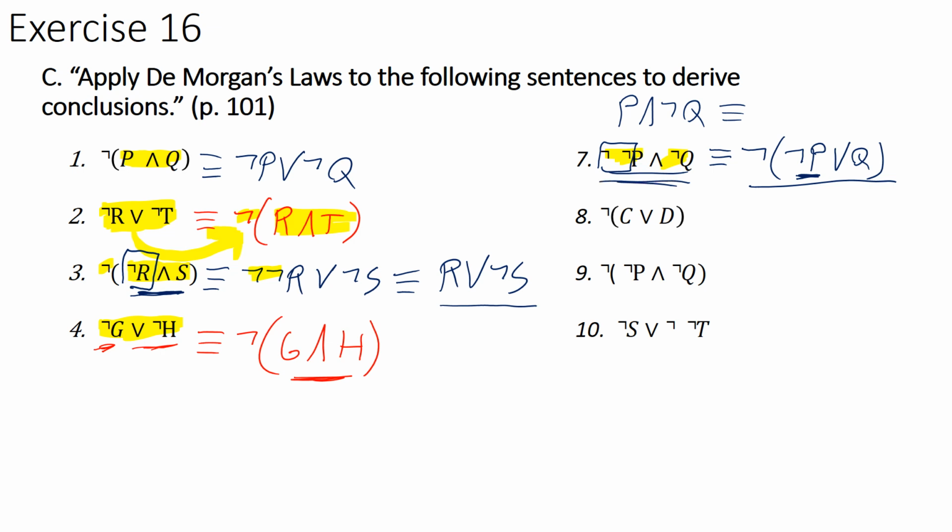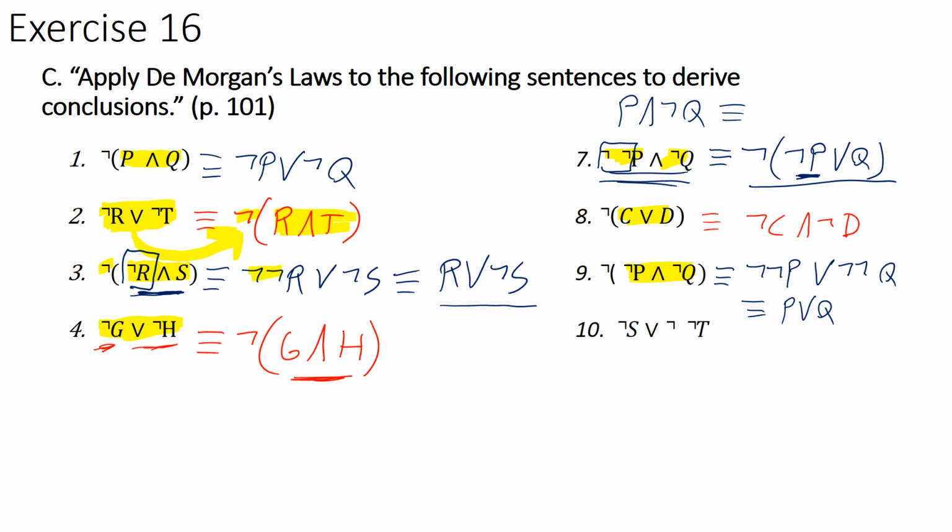Number 8 is straightforward. We have this disjunction, and it's, so to speak, being collectively denied, so this is equivalent to not C and not D. For number 9, we have this conjunction here, and it's being denied, so we're going to be moving to a disjunction, and we'll deny each individual term. So this is logically equivalent to not P or not Q, but by double negation, that's logically equivalent to P or Q.